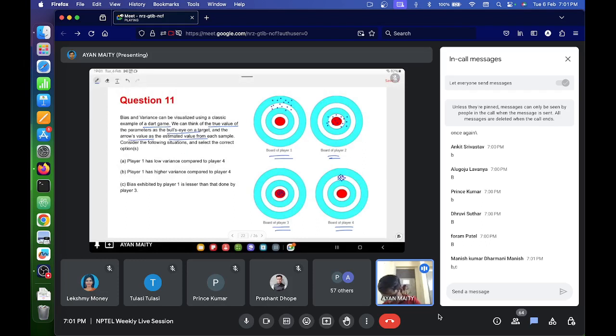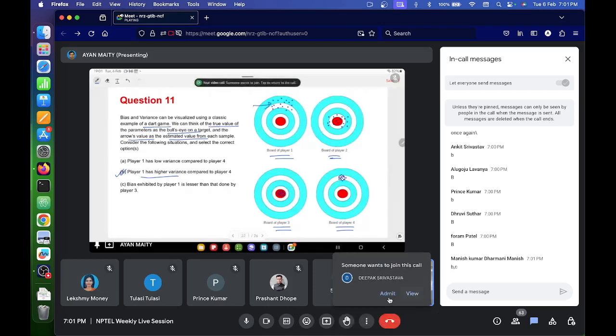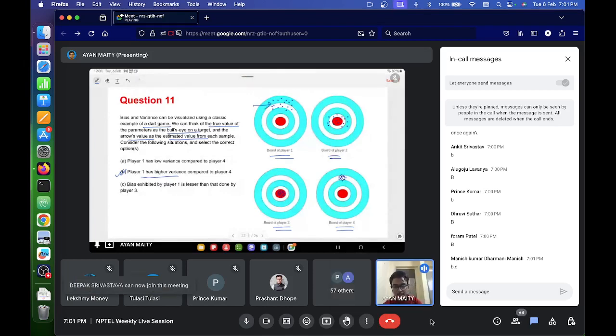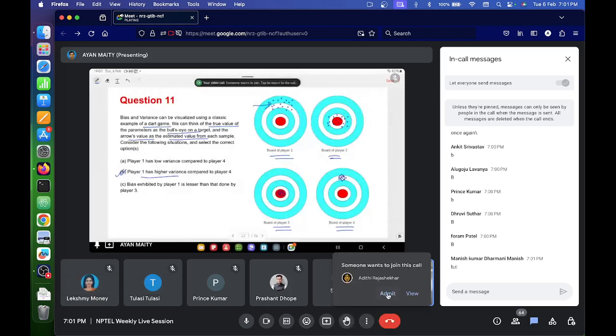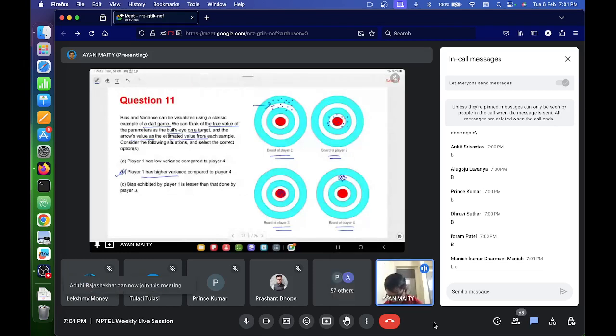So the correct answer is option B. Most of you have written option B in the chat. So for player 1, we can see that bias is high. Bias is basically the error, how much it is off from the target. All the shots are very much off from the bullseye. So bias is high and variance is also high. The estimated values are very much scattered around the board, not concentrated within a small region.